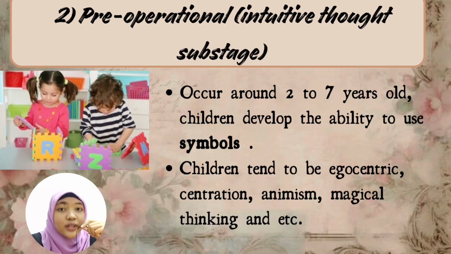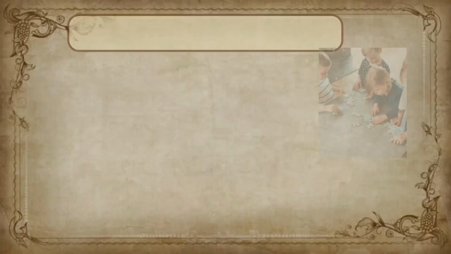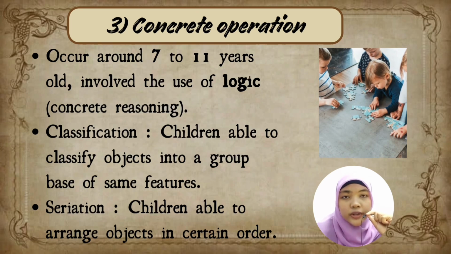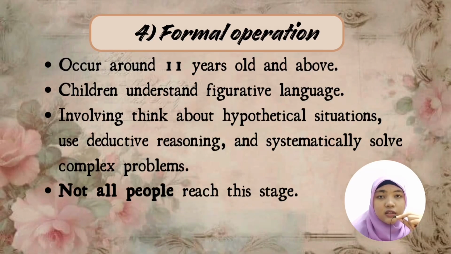The next stage is the pre-operational stage. In this stage, it involves the intuitive thought of children. So how does their intuitive thought work? Basically, children have a lot of imagination and tend to believe in magical things. The third stage is concrete operations. In this stage, children tend to use logical thinking. They also have the ability to arrange a few things or numbers. The last stage of Piaget's stages of development is formal operations. Not all children can reach this point because it involves a high level of human thinking.